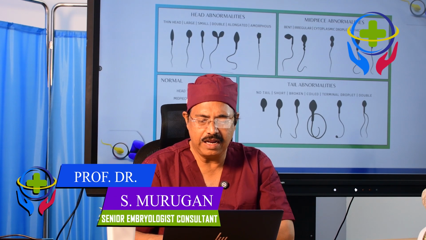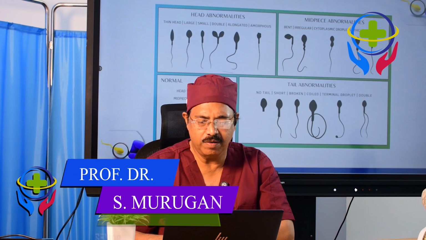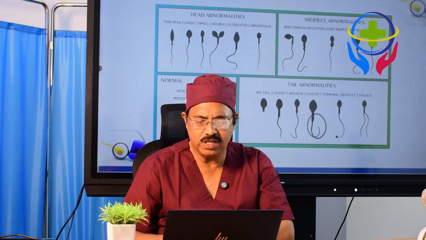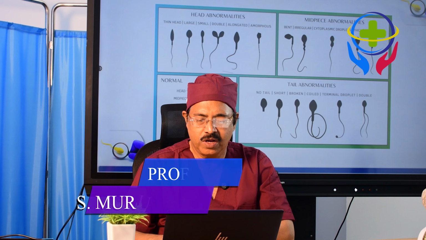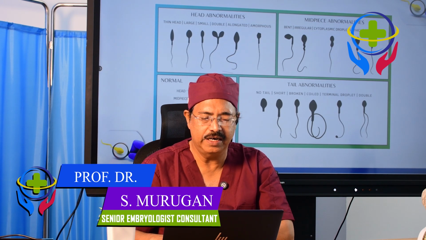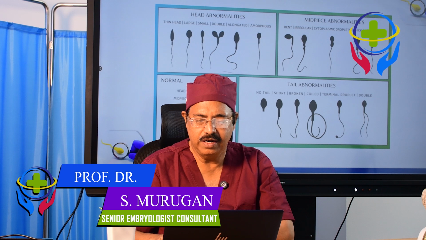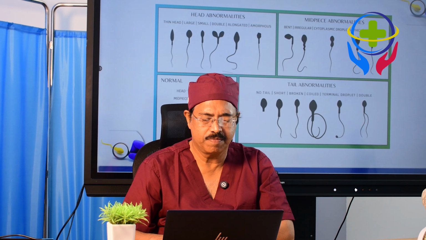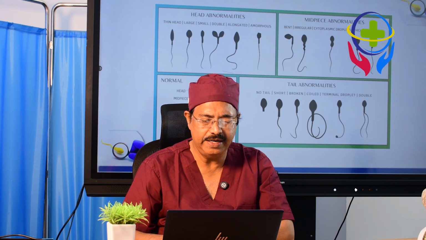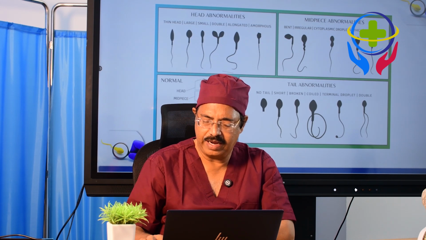And regarding the tail abnormalities, you can see no tail or a very short tail and a broken tail, and you can also see a coiled type, that is the tail is rolled around, and also terminal droplets, cytoplasmic droplets present at the terminal portion of the tail, and also a double tail. And this is a normal sperm with an oval-shaped head, slender neck, and a long thin tail.